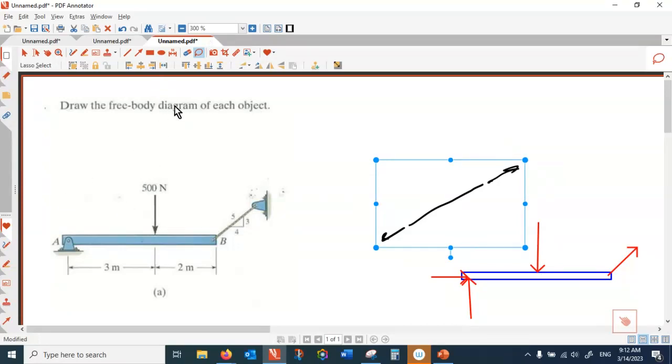If I make my free body diagram like so, how many cuts do I make? I make a cut at B, I make a cut at A to isolate this from the universe and put it in a lab. The lab is the free body diagram. We want to study the forces. Let's do some more exercise.